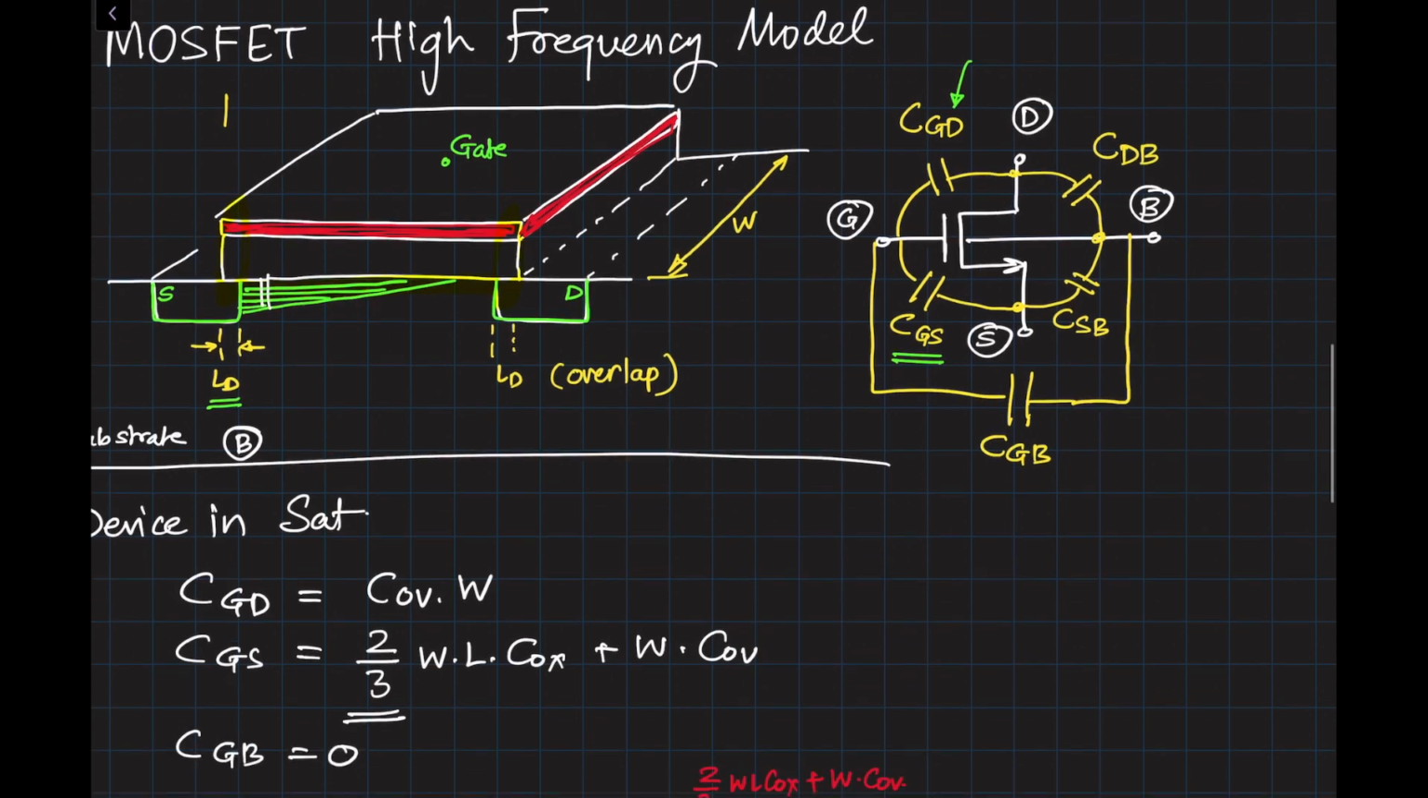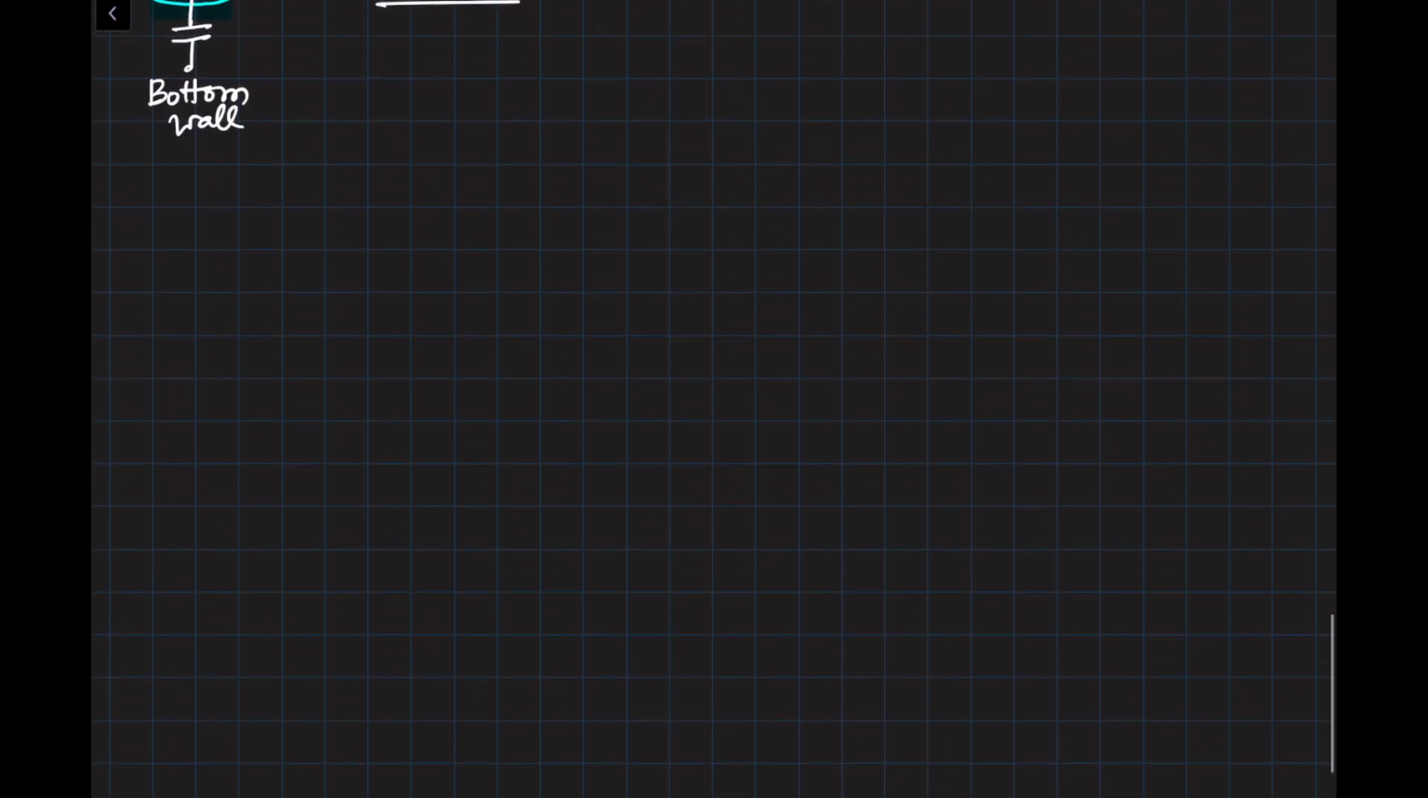So for a saturated MOSFET, the model of the transistor will look like this. So we have, this is our gate region, and the DC model looks like this, right? So this is VGS.